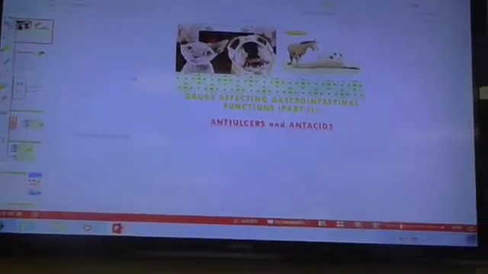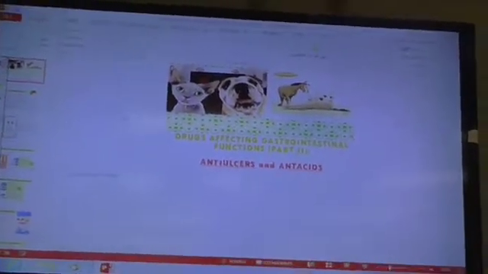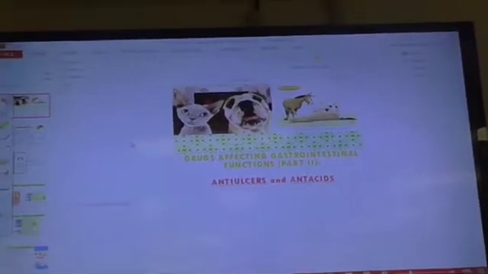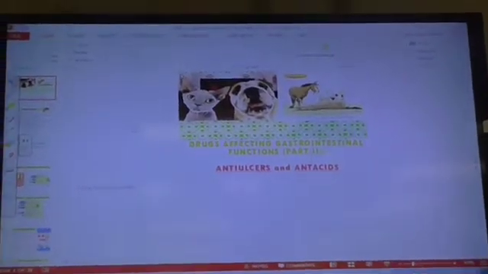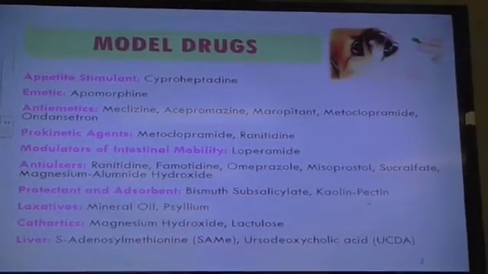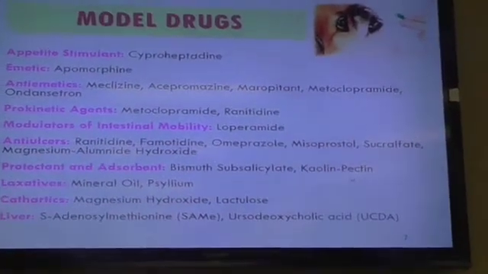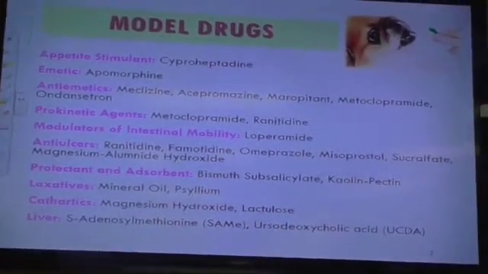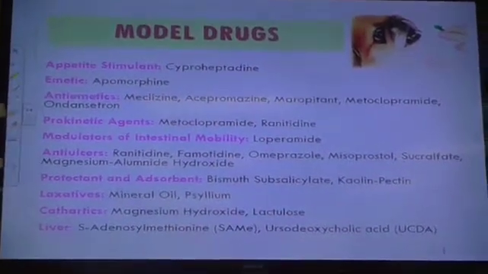But I think it's very important, once you compare for the GI pharmacology, the anti-ulcer drugs are very important. This line is the list of the drugs. We're gonna learn all about this. It includes all the three parts together.